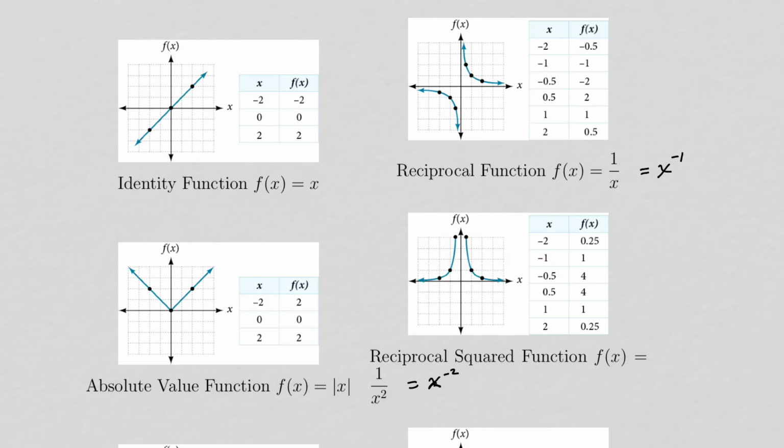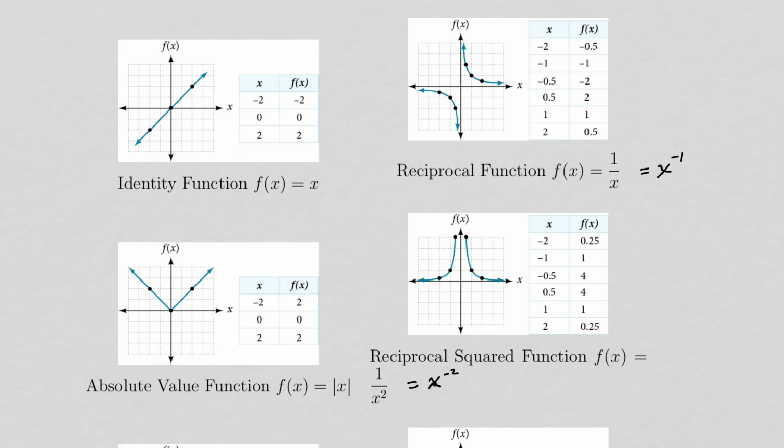Notice, by the way, that for both the reciprocal function and the reciprocal squared function, we cannot plug in 0. If I plug in 0, I'm going to get something that's undefined. I can't divide by 0 mathematically. So that's why you notice here that there is no output for 0. 0 is not in the domain. We're excluding 0.